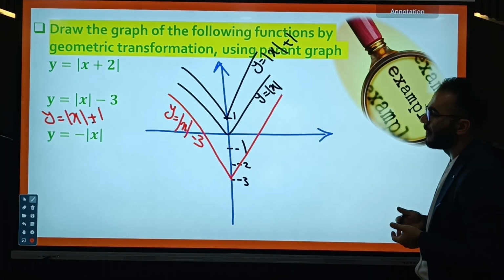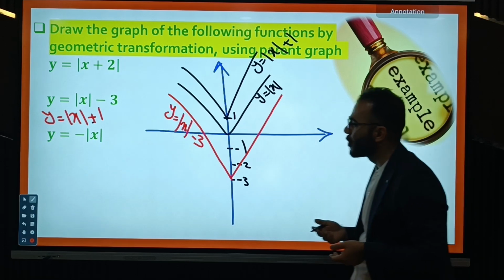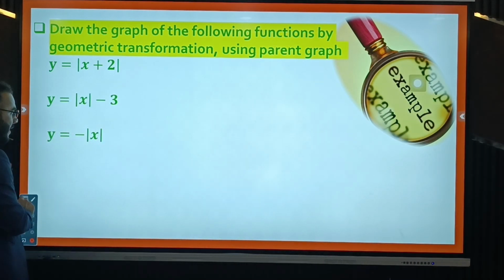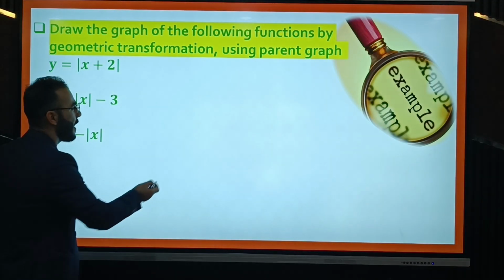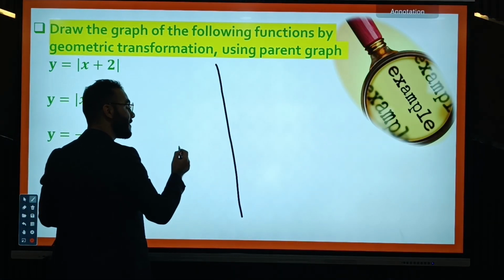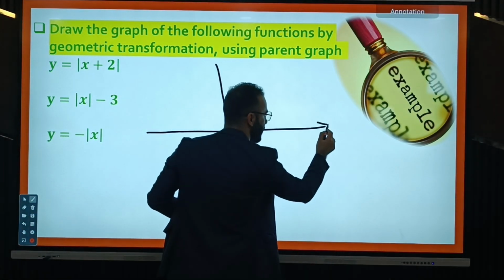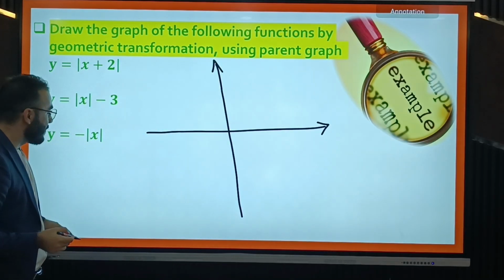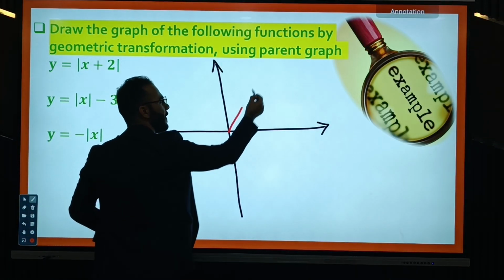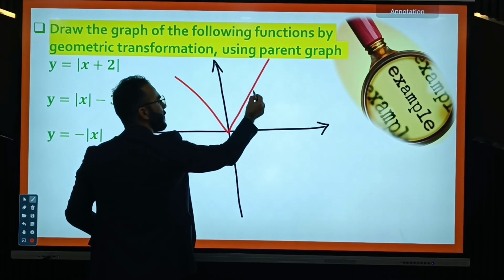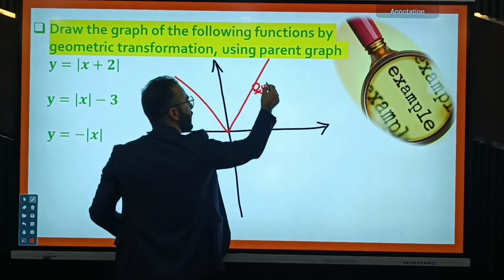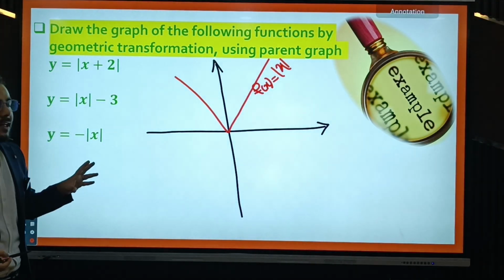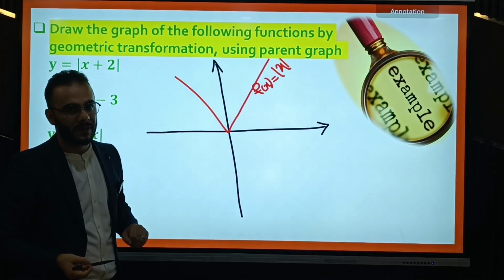And finally, the next one: when we have a negative in front of the absolute value, we are going to reflect it with respect to the x-axis. What do you mean, Mr., by this? Okay, let's clarify it. Imagine you have the parent function, f of x equals absolute value of x. That is the graph of absolute value of x.